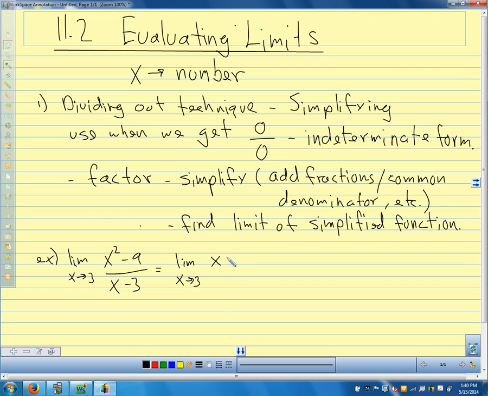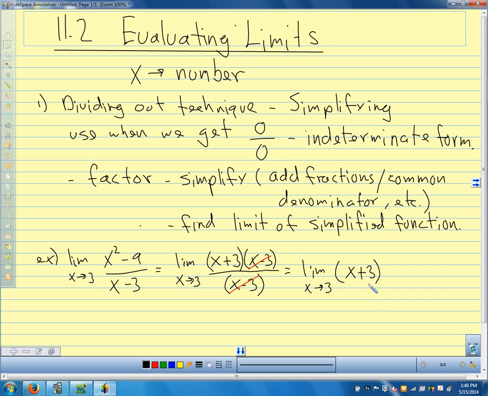x plus 3 times x minus 3. And we're dividing that by x minus 3. Look how nice that turns out. So we can cancel this term. And this is equivalent to the limit as x approaches 3 of x plus 3. And this we can find the limit of.